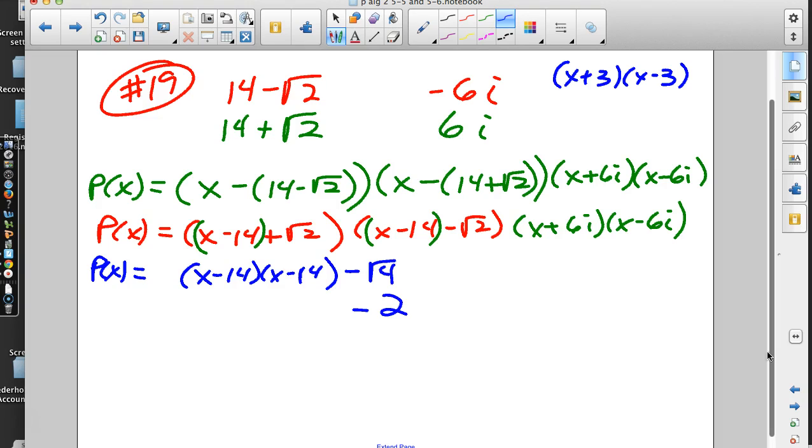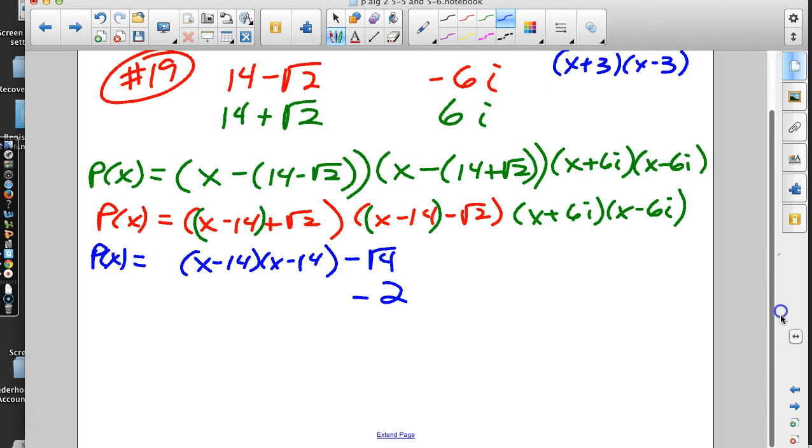It's got some nasty numbers with the 14 times 14, but it's not that big a deal. So P of x will equal x squared minus 28x plus, you remember 14 times 14? Most people know. 196. Can you tell me 196 minus 2?